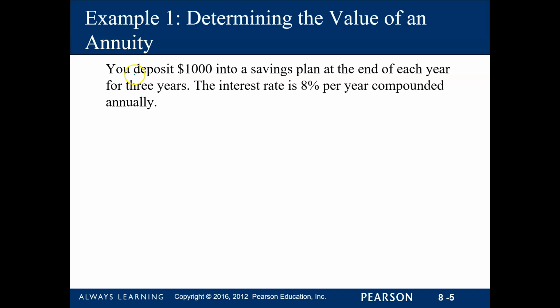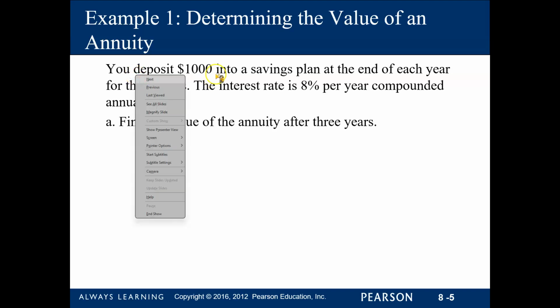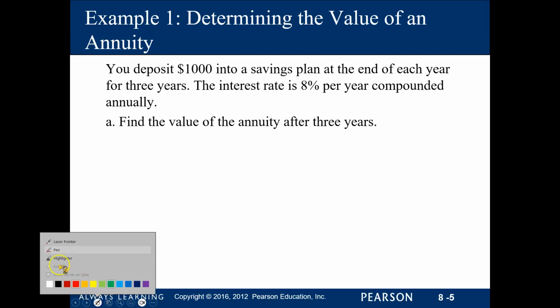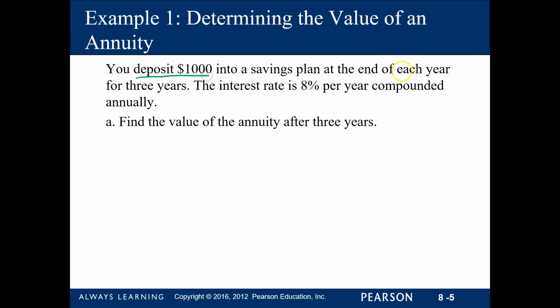So remember, we are depositing $1,000 at the end of each year, okay? So you are making that deposit every year, and this is for 3 years. And this is our rate, and as you can see, this is compounded annually. So our N is 1.